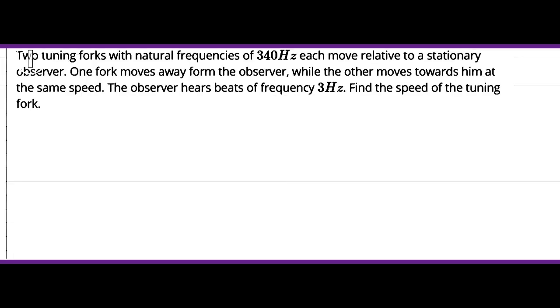Hello. Question is, two tuning forks with natural frequencies of 340 Hz each move relative to the stationary observer. One fork moves away from the observer while the other moves towards him at the same speed. The observer hears beat of frequency 3 Hz. Find the speed of tuning fork.